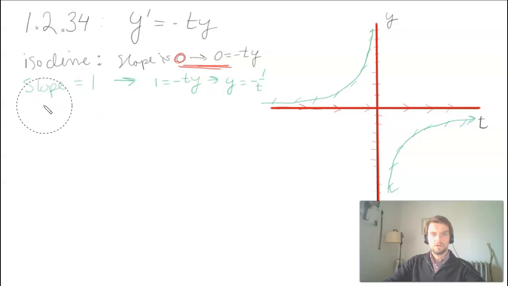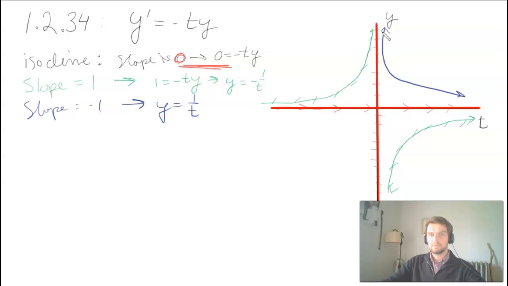So let's do perhaps negative 1 as well. Let's do this in maybe dark blue. So what about the slope equals negative 1? This will give you y is equal to 1 over t. So that would be this hyperbola here, or this one down yonder. So anywhere along here has a slope of negative 1. This is kind of a sloppy hyperbola there. I apologize.